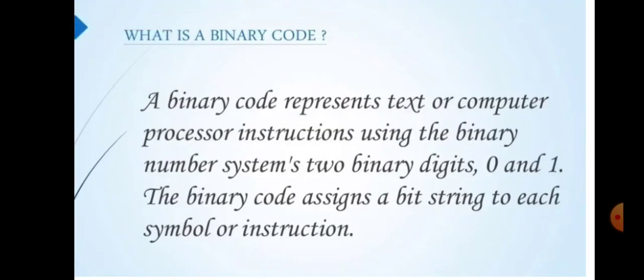So before going towards the actual method of converting from binary to gray code or to design the circuit of binary to gray converter, we will see the basic concept of what is binary code. A binary code represents the text or computer processor instructions using the binary number systems, two binary digits 0 and 1. The binary code assigns a bit string to each symbol or instruction. Okay, so in short, binary code is one in which we are going to use two types of digits like 0 and 1.